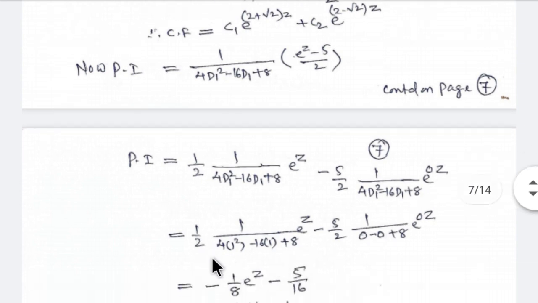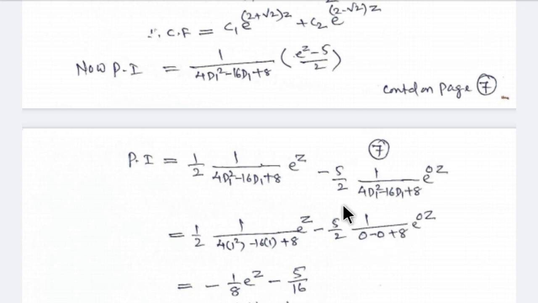So in this case, wherever D1 is replaced by 1, the coefficient of z is 1, wherever D put 1 and see whether it becomes 0 or not. If it is not 0 you can substitute. 4 into 1 square minus 16 into 1 plus 8, clearly not 0. After simplifying we get minus 1 by 8 e raised to z, minus 5 by 2.